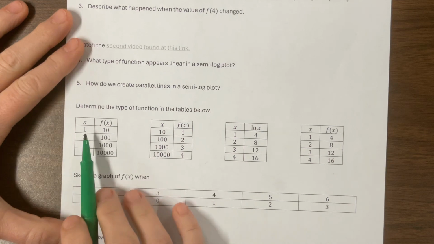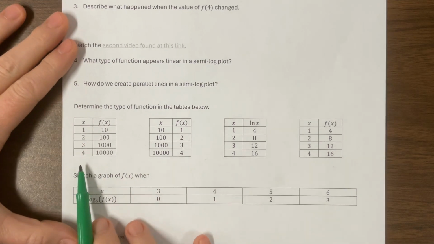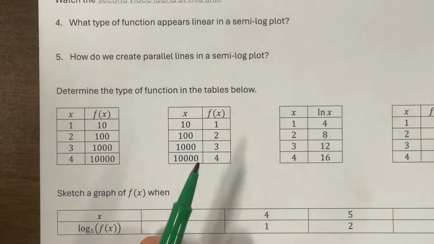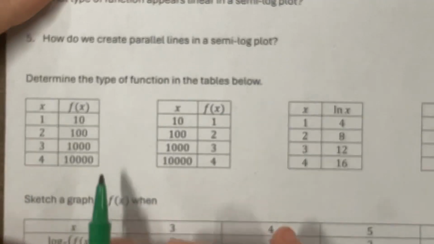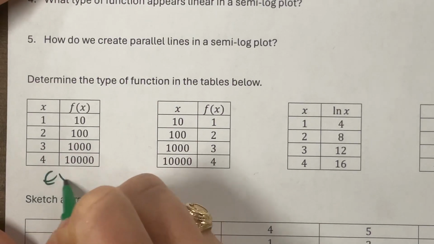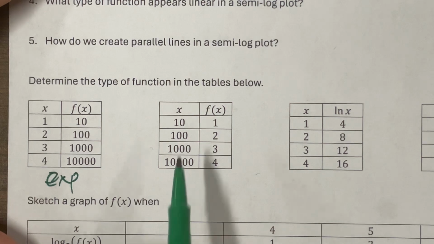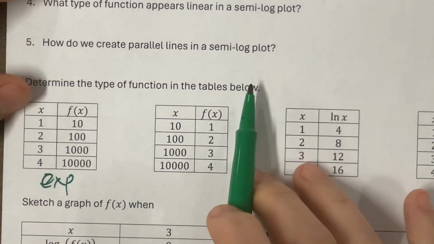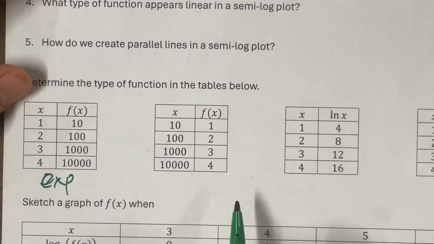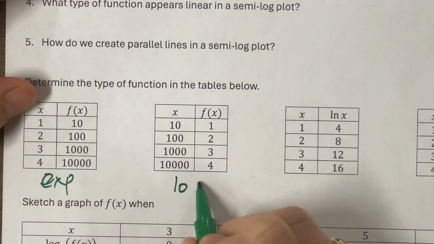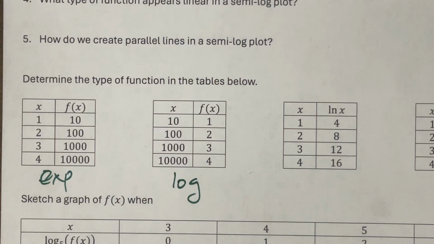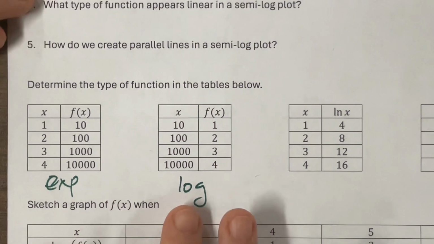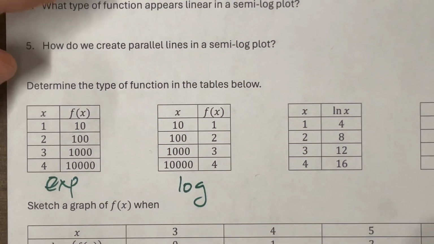What we notice here is the input values are increasing linearly and the output values are increasing exponentially. So what type of function is this? This would be an exponential function. On this one, our input values are increasing exponentially and our output values are increasing linearly. This would be a logarithmic function. If you're confused by this, go watch old videos because we've talked about this before.